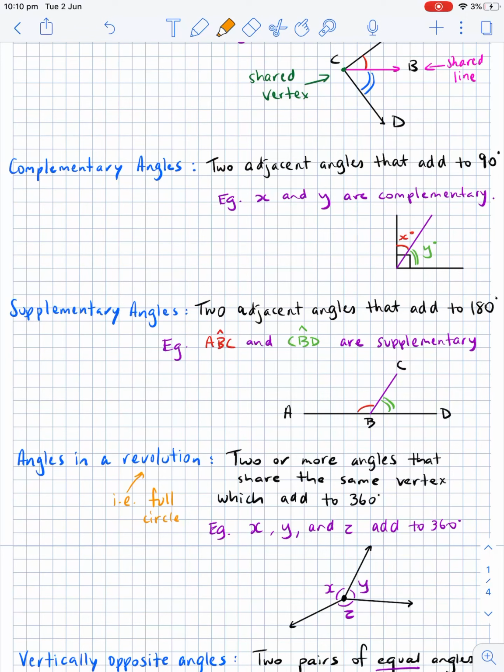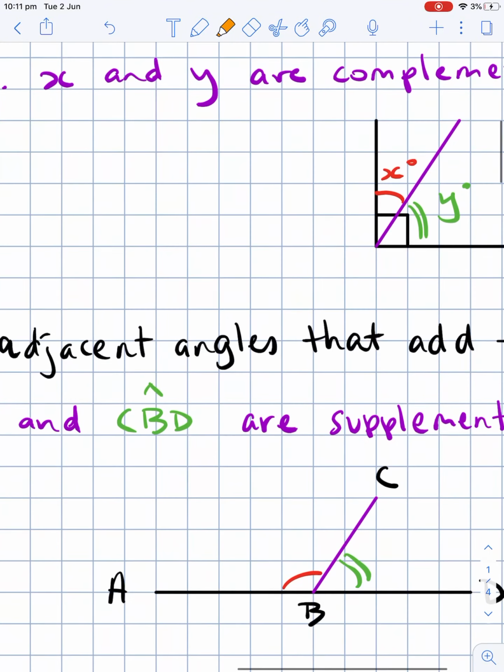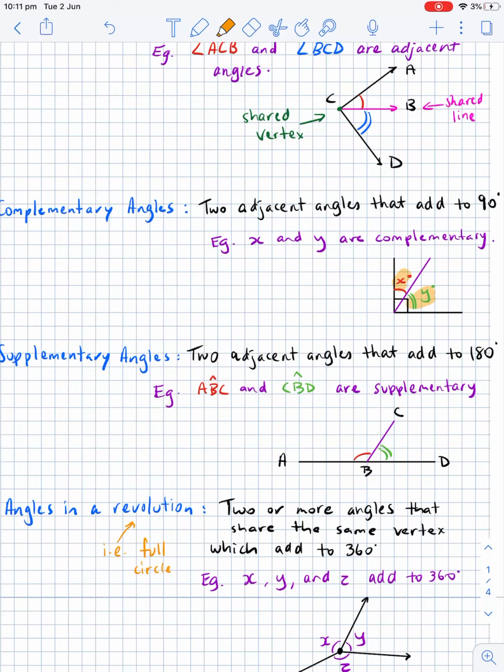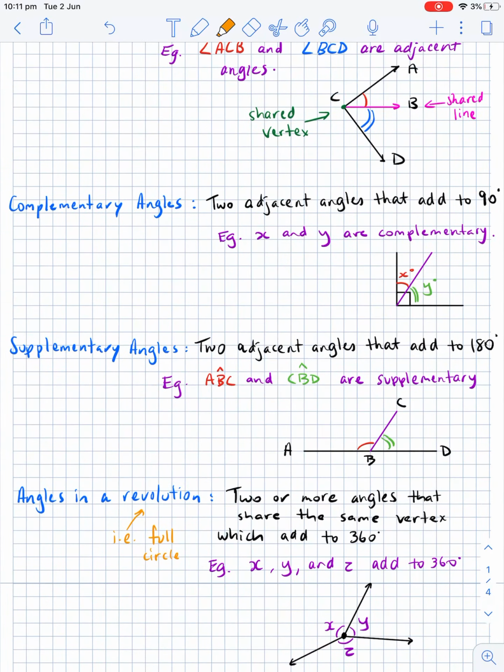Complementary angles are two adjacent angles that add up to 90. So two angles that are right next to each other and they have to add up to this 90-degree angle. As you can see here, that X angle and that Y angle would have to add up to a total of 90 degrees. So that's why they're complementary.